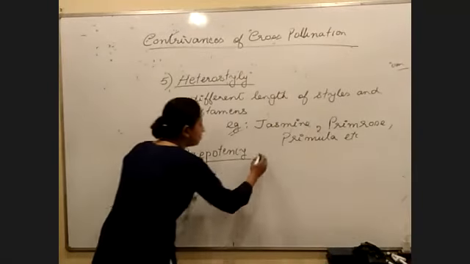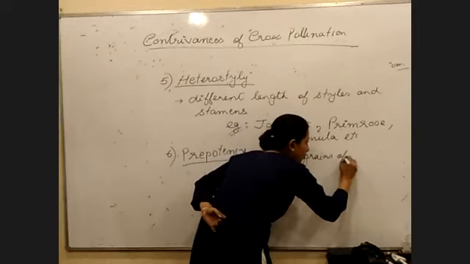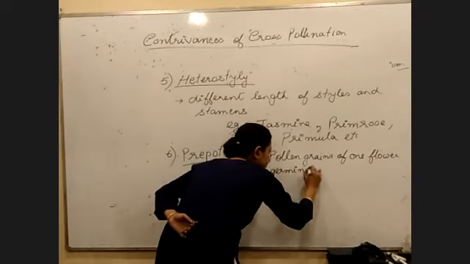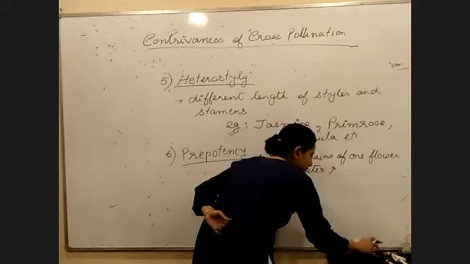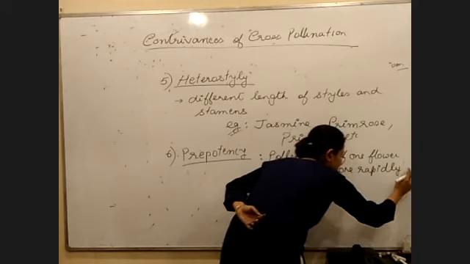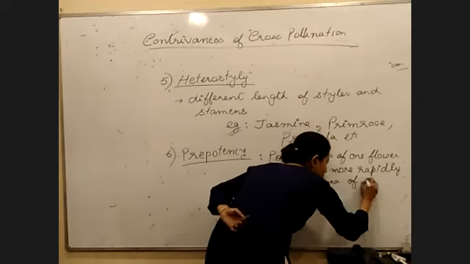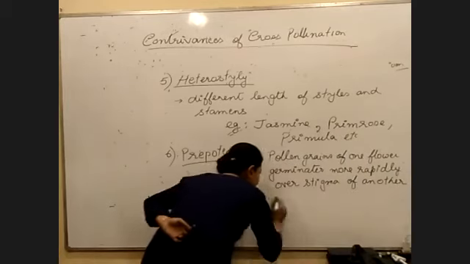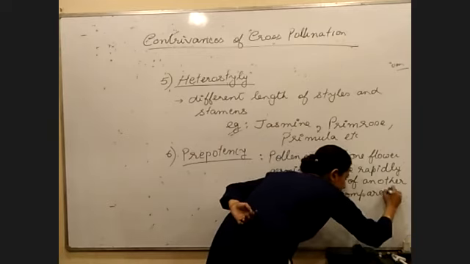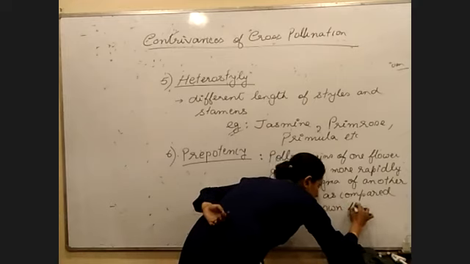Okay. The next factor is prepotency. Write there: pollen grains of one flower germinates more rapidly over stigma of another flower as compared to its own.